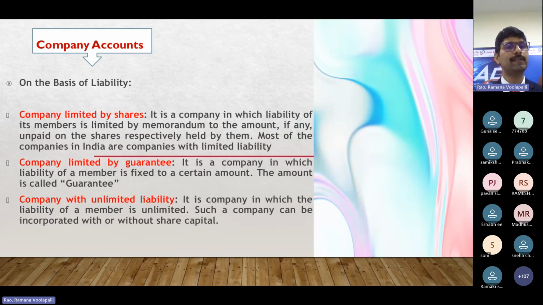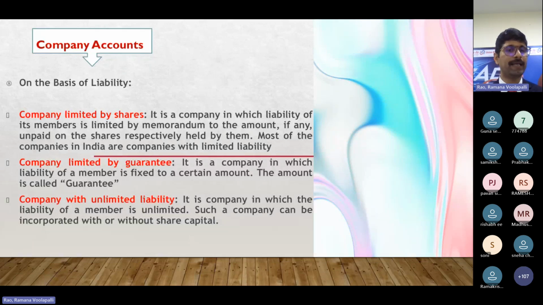So on the basis of liabilities, companies are again classified into 3. Company limited by shares: a company in which the liability of its members is limited by the memorandum to the amount, if any, unpaid on the shares respectively held by them. Most of the companies in India are companies with limited liability.